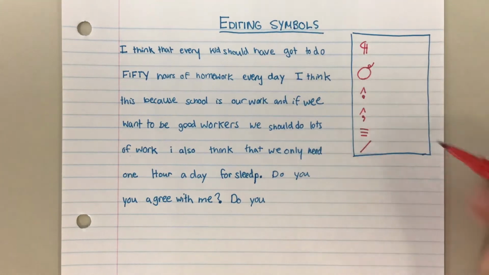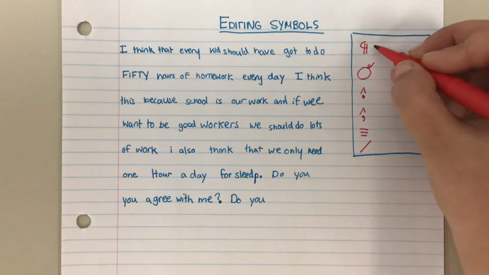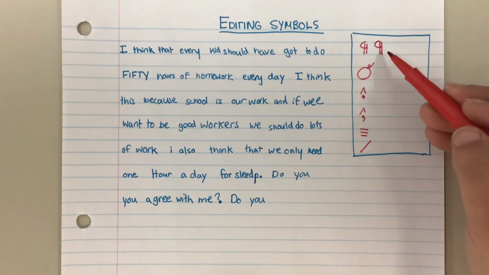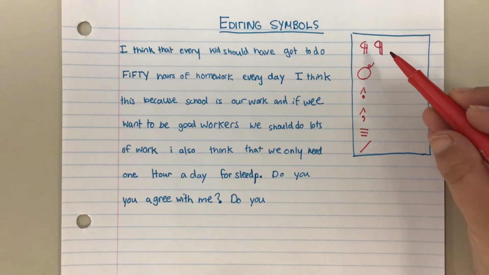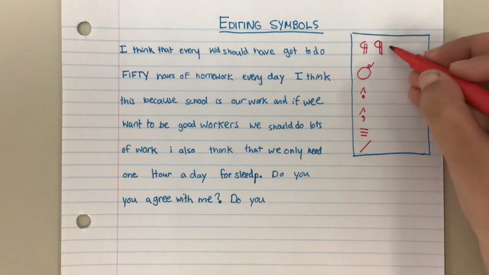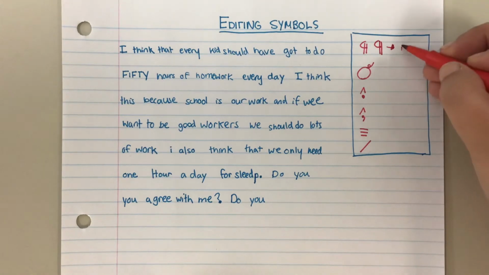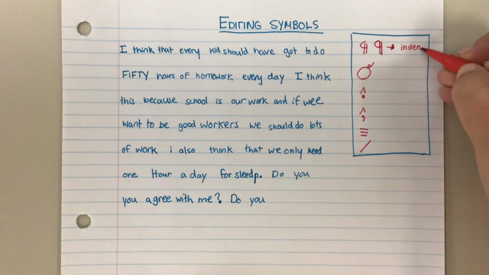So first of all, I have this sort of backwards P. I can draw that by doing like a C and then like 2 lines after it. If you see something like that, that means that you need to indent your paragraph. That's sort of like when Miss Freeman draws an arrow like this. You gotta indent your paragraph, so that's what that one means.